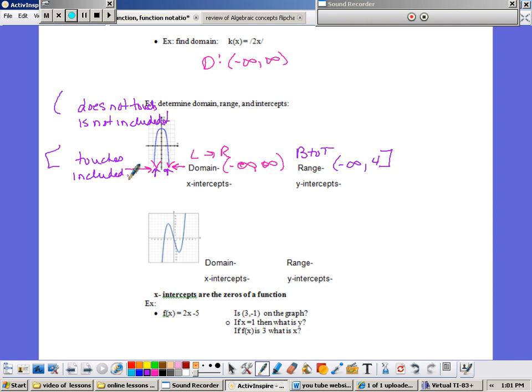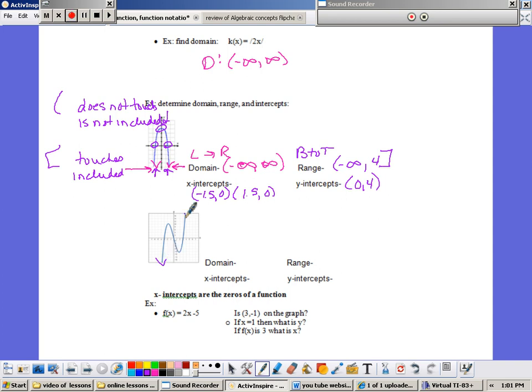Okay, my x-intercepts I'm going to estimate because I can't tell from here exactly. So I'm going to say my x-intercepts are negative 1/2, 0, and 1/2, 0. And my y-intercept is 0, 4.